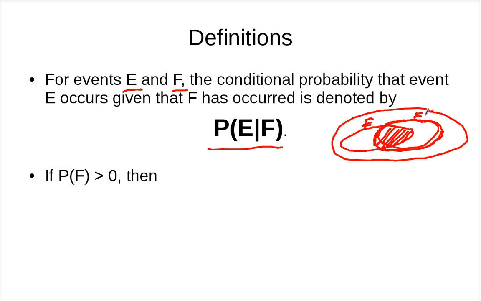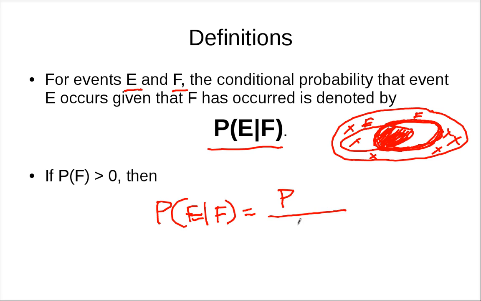Now what you want to know is the probability that you're here. You know that F occurs, so this part is not possible. These outcomes are not possible, so you want to know the probability that you're in here, given that this occurs. With this notation, we have the definition of conditional probability: the probability of E given F is equal to the probability that they both occur, divided by the probability of F. So that's the definition.